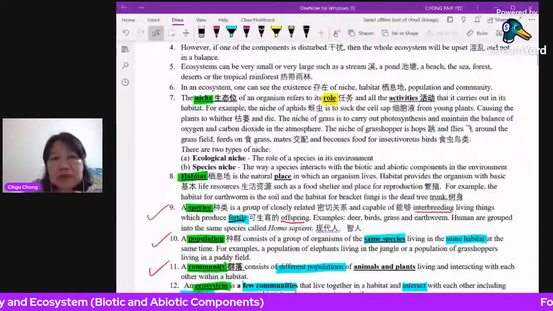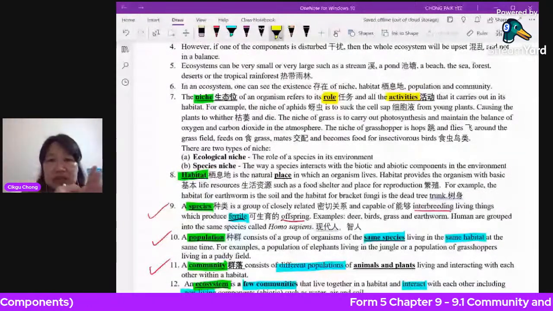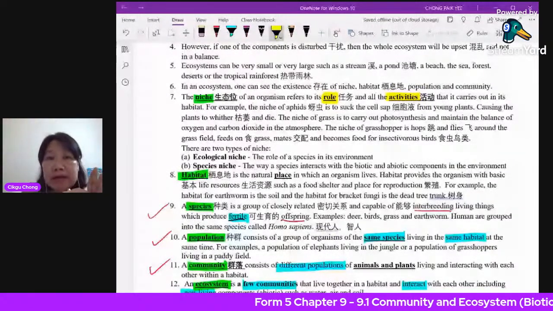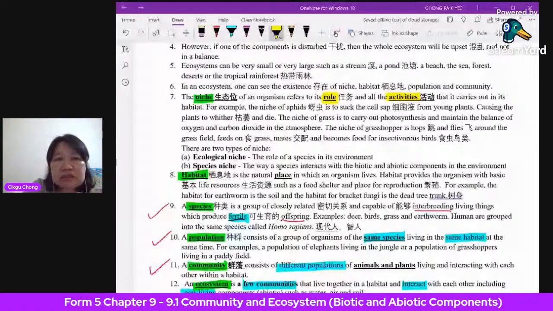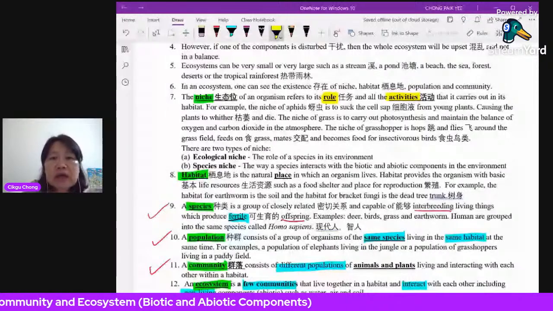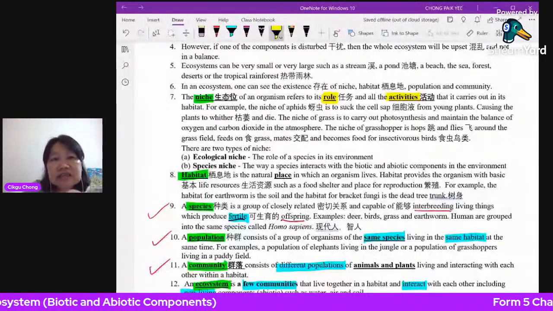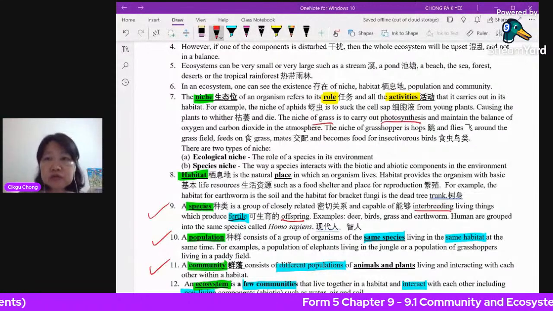For example, the niche of aphids. Aphids are these little insects that suck the sap from the phloem, and this is their food. It causes the plant to wither and die. So it's something like a parasite. It is a parasite. So the niche of the grass, the grass is to carry out photosynthesis. So it's very important. They are the producers.